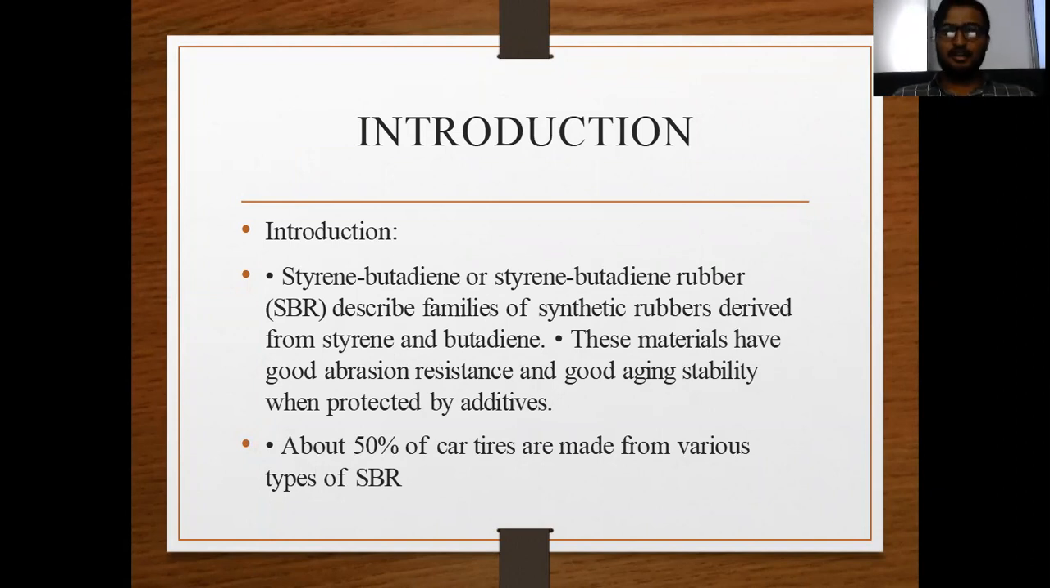Styrene butadiene rubber is called SBR. It describes families of synthetic rubbers derived from styrene and butadiene. These materials have good abrasion resistance and good aging stability when protected by additives. About 50% of car tires are made from various types of SBR.